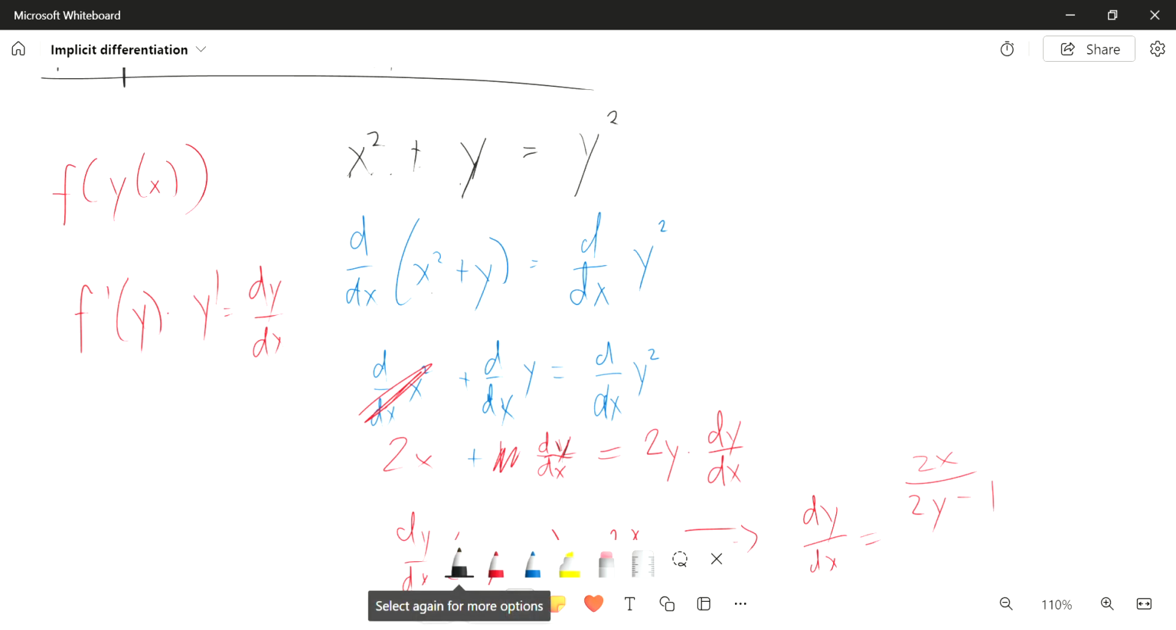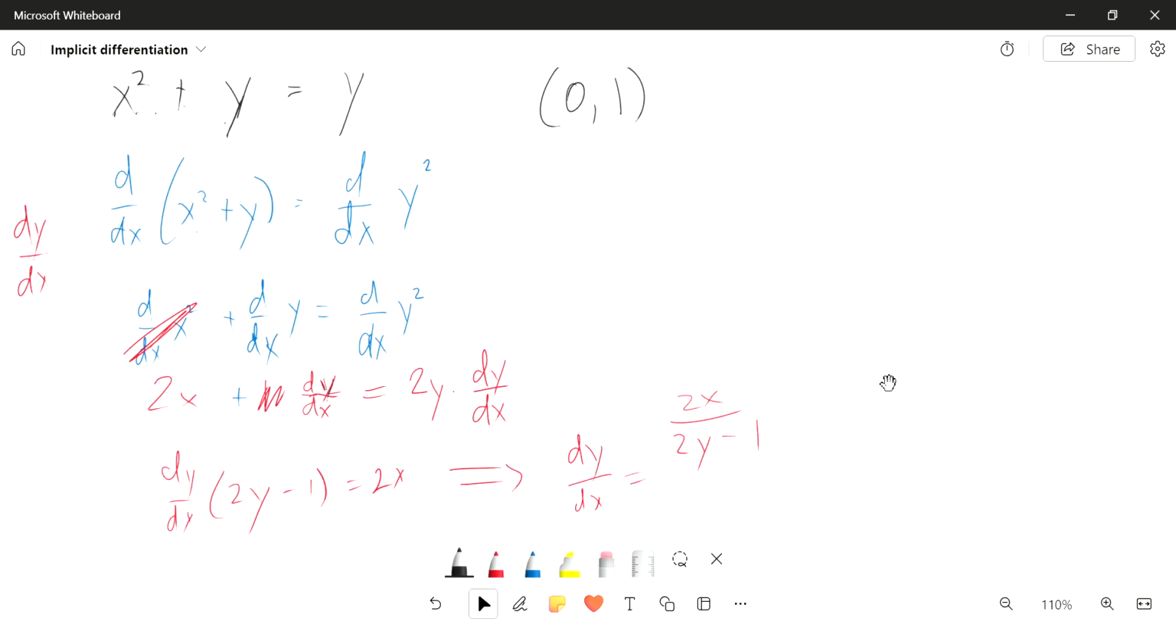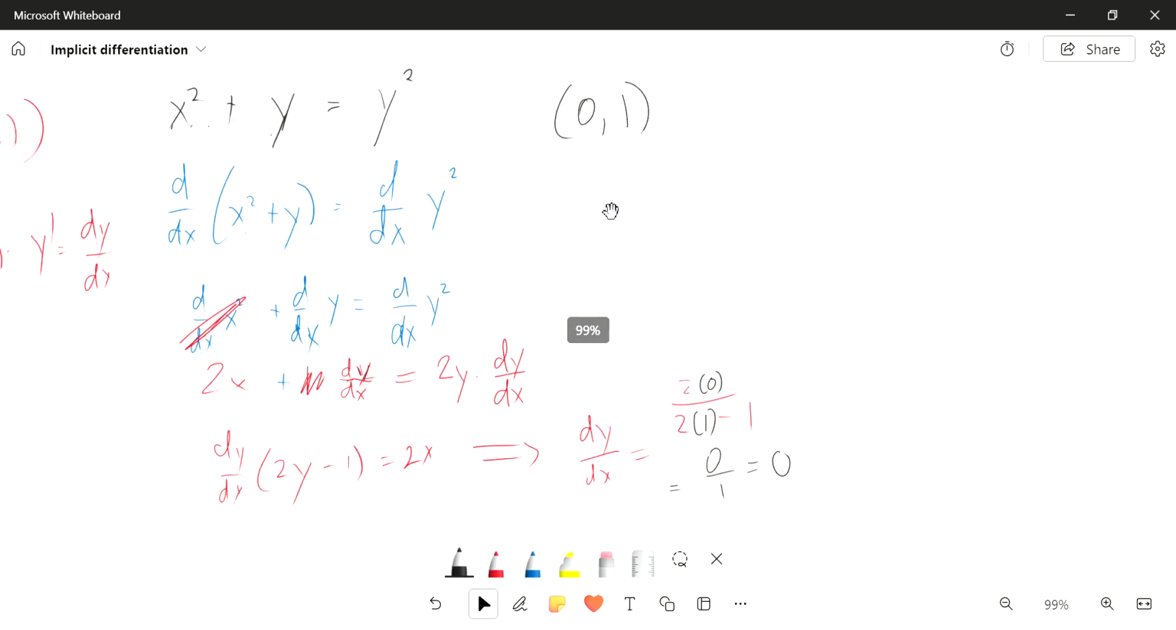But if you wanted to find the derivative of this function at some specific point, and we'll just say that specific point is (0, 1), then you would substitute this x value 0 and this y value 1 into this equation. So that would mean it's 2 times 0 over 2 times 1 minus 1. That just becomes 0 over 1, which is just 0. And you could do this with virtually any point that is known to be on the graph.